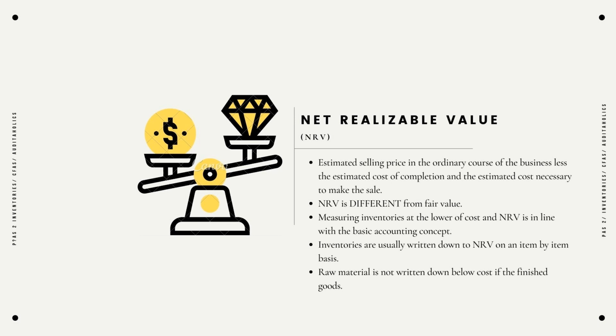Inventories are usually written down to NRV on an item-by-item basis. Raw materials inventory is not written down below cost if the finished goods in which they will be incorporated are expected to be sold at or above cost.